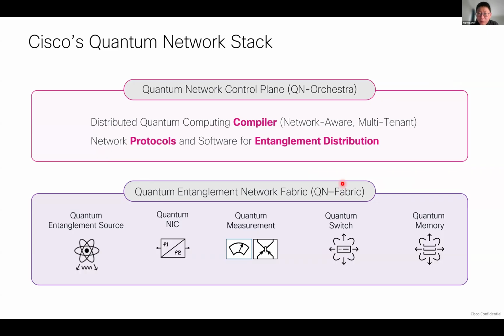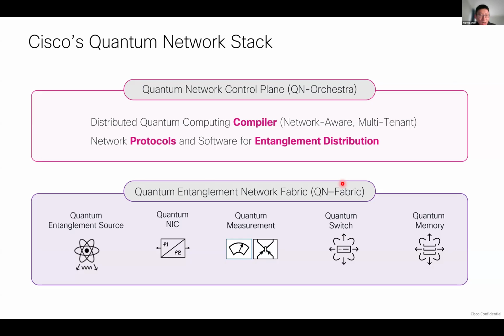In our full stack solution for the quantum network orchestra, our main goal is to develop a quantum computing compiler, which includes the network compiler as well. It will be multi-tenant and network aware, trying to minimize the network latency and network resources for executing remote circuits. We are also developing network protocols. I will show the details of these protocols and software for entanglement distribution later.